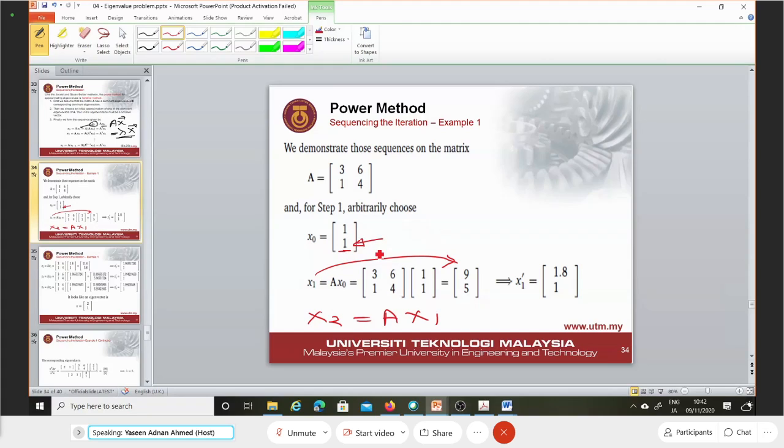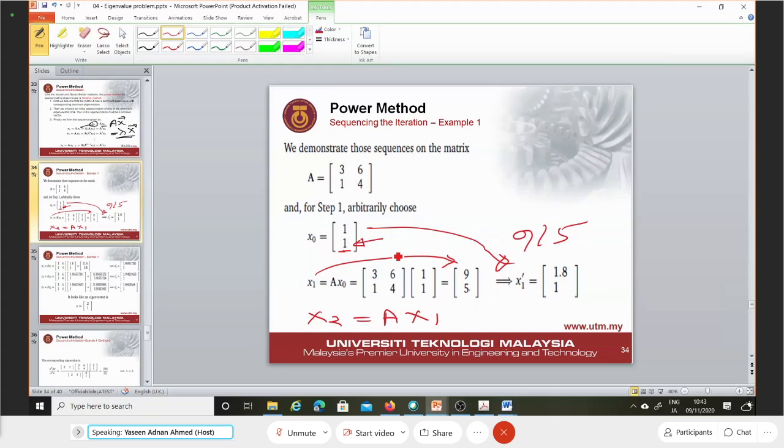So the lower value, right? Lower value means 5. So we need to match this one with this. So how can we match? We divide it by 5. So we divided by 5, so we have 1, and 9 by 5 is 1.8. Now we have a good comparison. Your x1 normalized value is like this: 1, 1, and this 1.8 and 1. So you have to compare it.